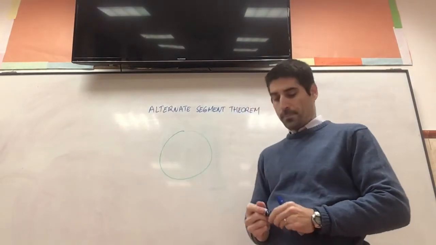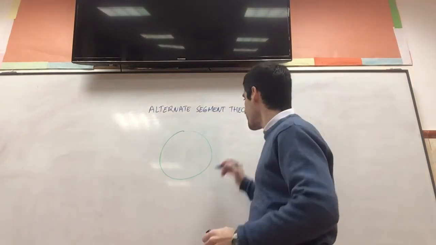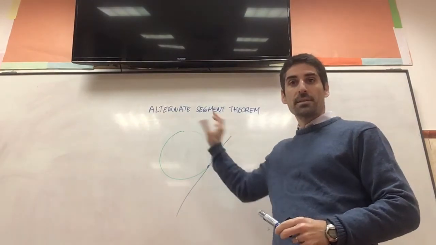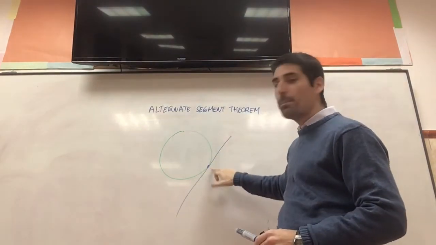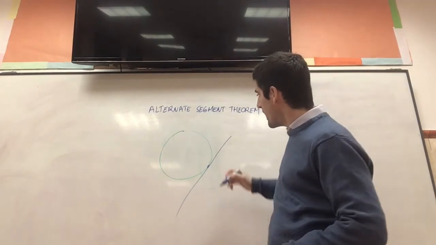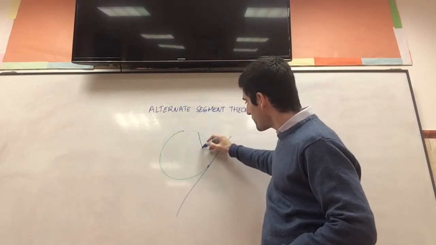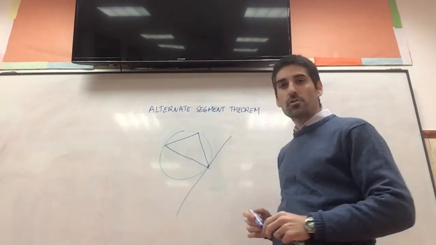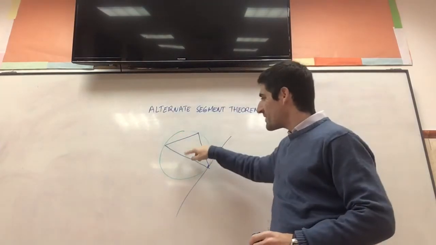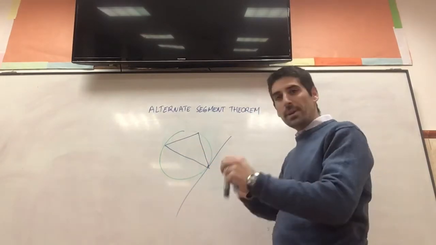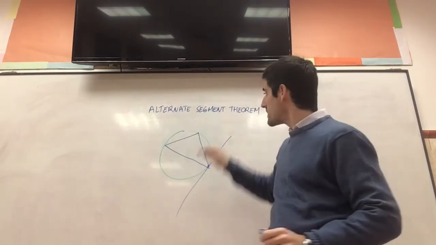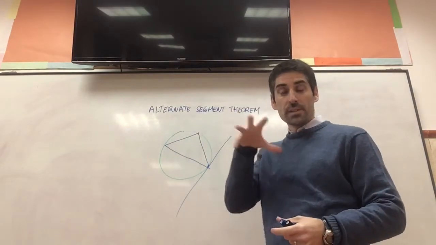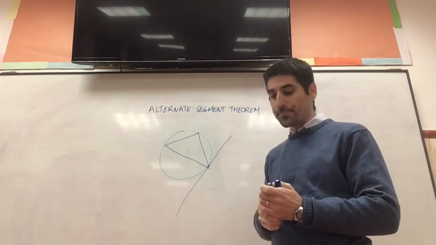Circle, tangent. You're always going to have a circle and a tangent. Now, from the point of tangency, I could draw a triangle. It doesn't have to go through the center. It could be anyway, so long as the three vertices of the triangle are on the circumference of the circle.